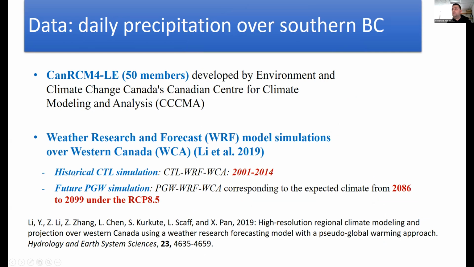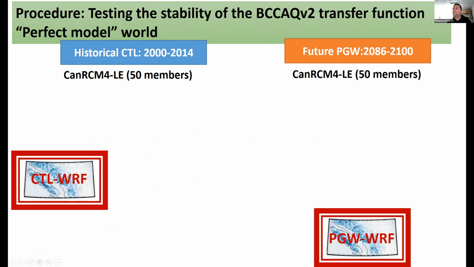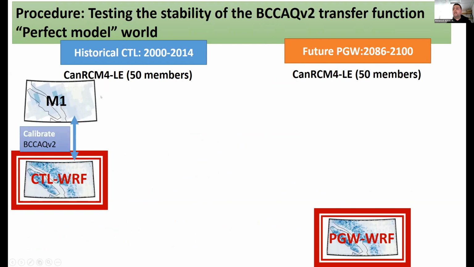We use for WRF simulations a historical control simulation from 2001 to 2014, and future pseudo-global warming simulations corresponding to the expected climate from 2086 to 2099 under RCP 8.5. So in the perfect model approach, we're going to test the stability of the BCCAQ transfer function. We take from the historical period one member from CanRCM4, and we calibrate the BCCAQ transfer function.